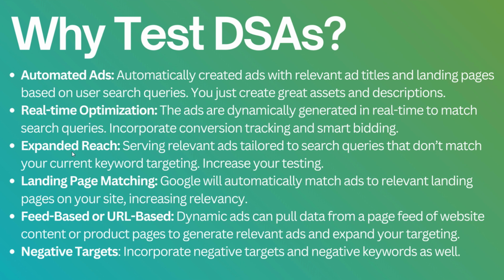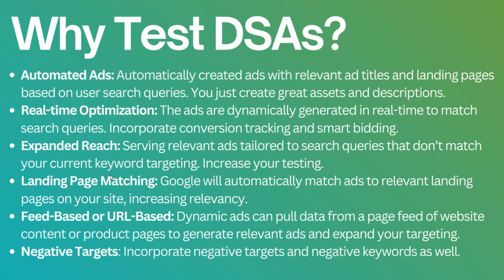Now, the other benefit is an expanded reach. So instead of just using specific keyword targeting, even if you're using broad match keywords, you may not be able to target every single keyword that's relevant to your website. With dynamic search ads, you can actually use your specific pages on your website to make sure that you're serving the most relevant ads that are tailored to the search terms people are actually typing in, and allows you to increase your overall testing, which testing is a huge portion of getting the best out of your Google Ads campaigns.